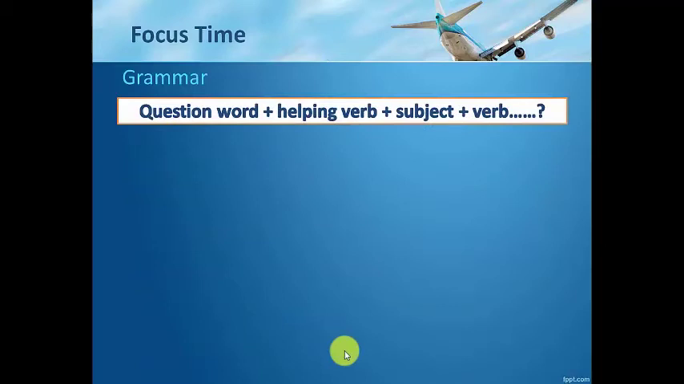And here we have the grammar part, and the grammar of today is talking about how to form a question using a question word. And this is the rule as you see. We start the question with the question word or the interrogative word plus helping verb plus subject plus verb and the rest of the question.